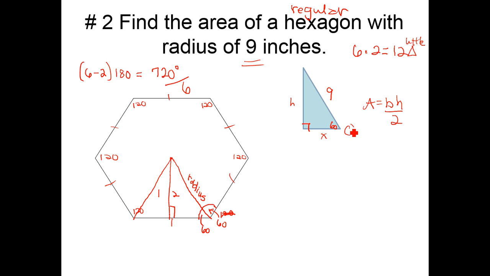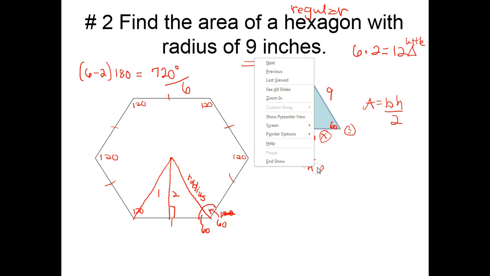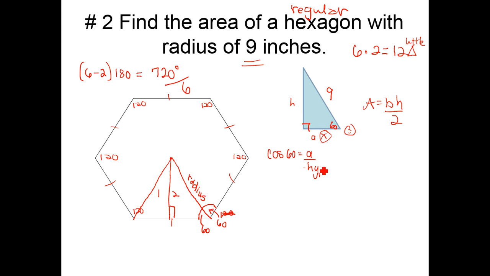If we're standing here and want to find our base, we could do cosine of 60 is adjacent over hypotenuse. Not the height, but the hypotenuse. This one is height. This guy is your hypotenuse because it's across from the 90-degree angle. So we could do that. So that would be 9 if I wanted to do it that way.